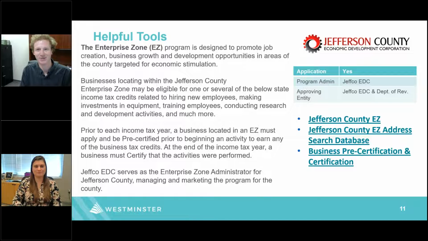And again, mirroring the same as Aaron, we have our helpful tools. Our website has a dedicated page, which is the link on the right. This just briefly again explains what the enterprise zone is. And we have the one pager that we'd be happy to share, as well as a database search, and then the business pre-certification and certification walkthrough if you ever need to see that. Next slide.